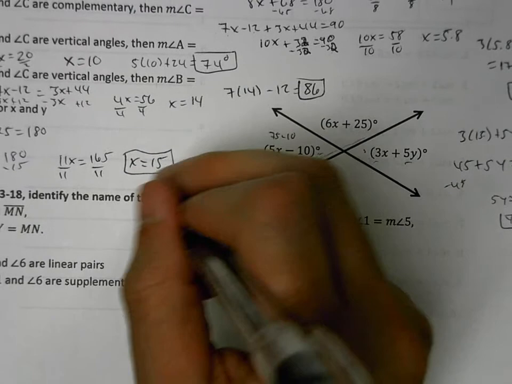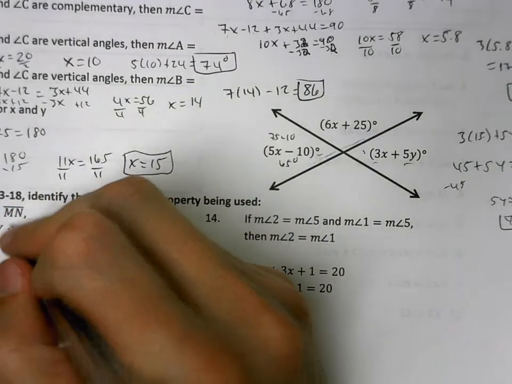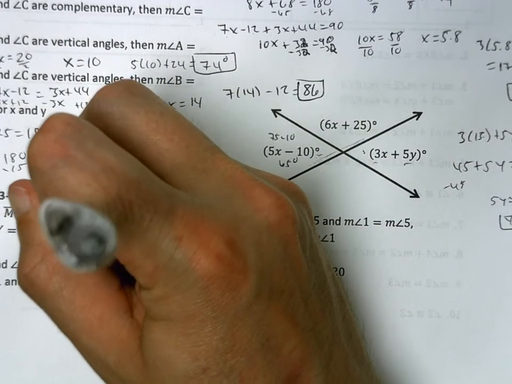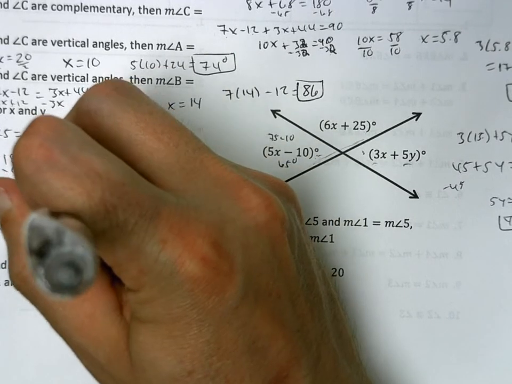Properties. Identify the name of the property being used. If they're congruent, that means they're equal. That we'll just call congruence property, or the definition of congruent.